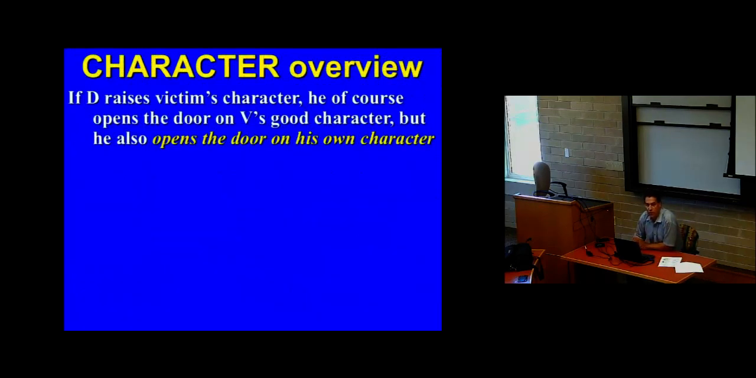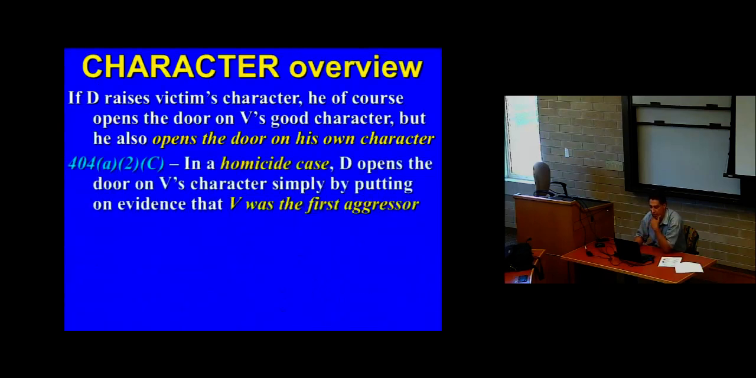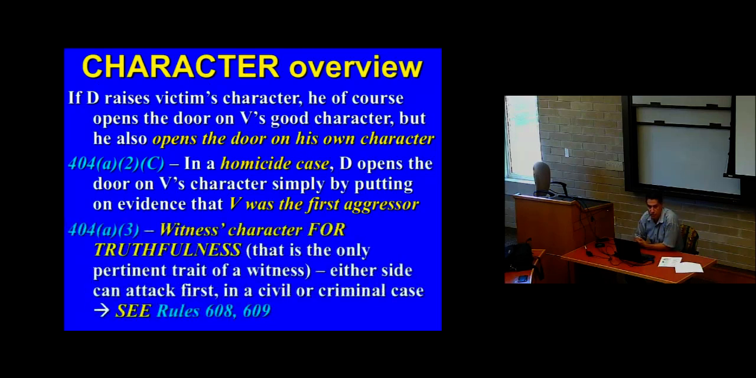All right, so if a defendant raises the victim's character, he of course opens the door on the victim's good character, because now the prosecution can come back and get him, but he also opens the door on his own character. So I just want you to remember this idea, and don't forget the homicide case exception too, where the defendant opens the door on the victim's character, or really gives the keys to the prosecution to open the door just by putting on evidence that the victim was the first aggressor.